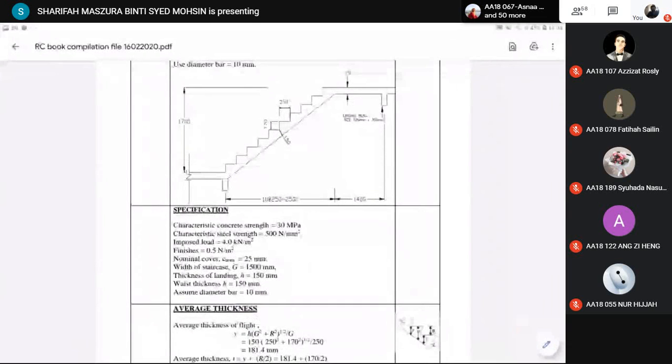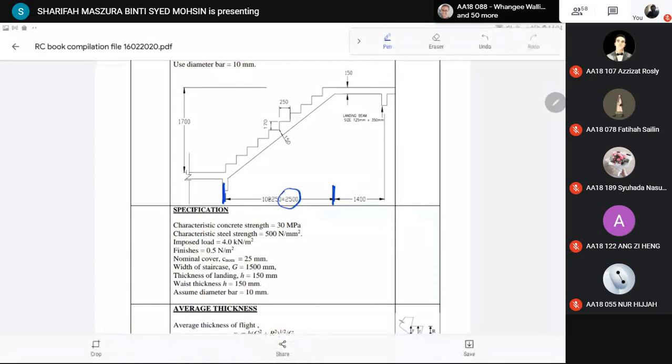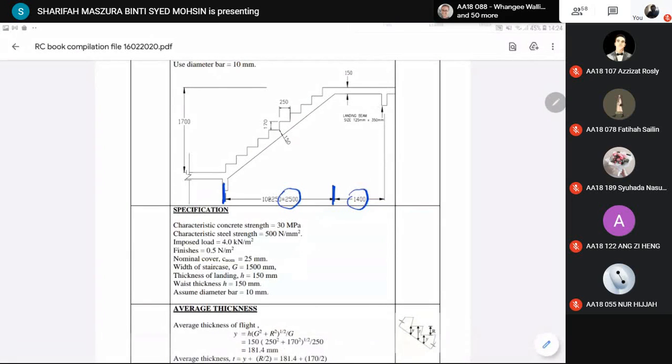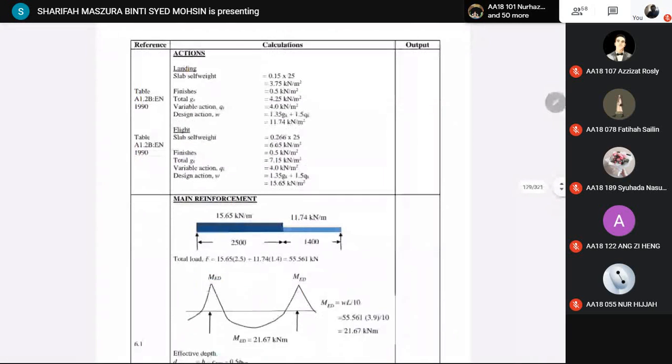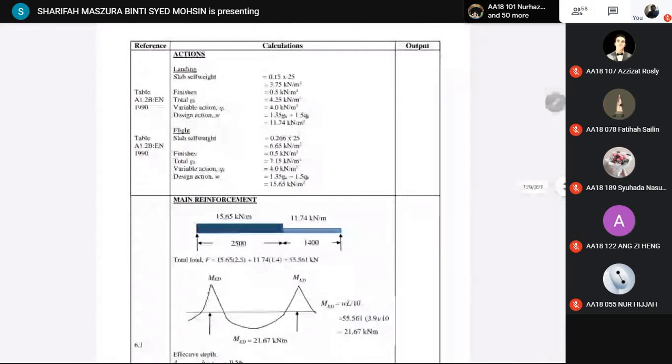The flight from the middle of the beam until here is 2,500, and then the width of the landing is 1.4 until the middle of the beam here. Okay, so write down the value here. 2.5 meter is for the flight, 15.65 kilonewton per meter.